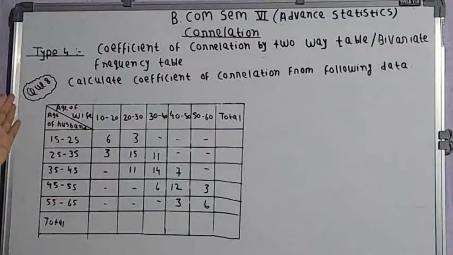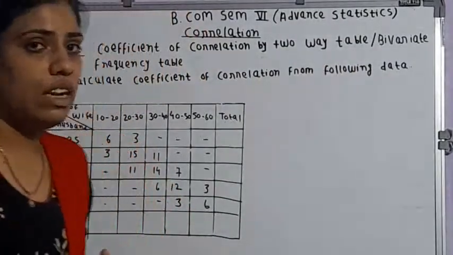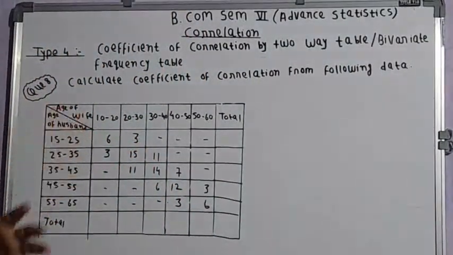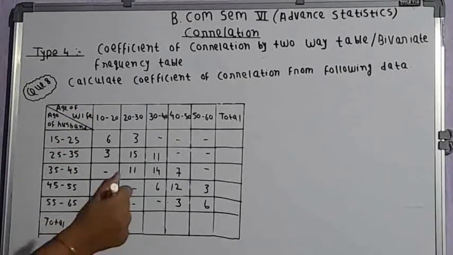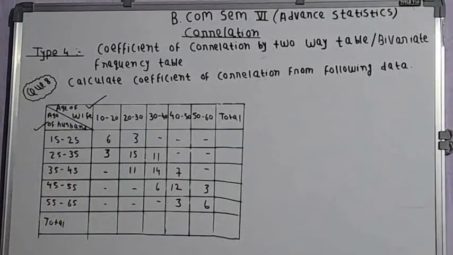So here what we have been given: calculate coefficient of correlation from the following data. We have to calculate coefficient of correlation from this data. Okay. So this is the question. What has been given to us? We have been given age of wife and age of husband. We have been given two variables: age of wife and age of husband.